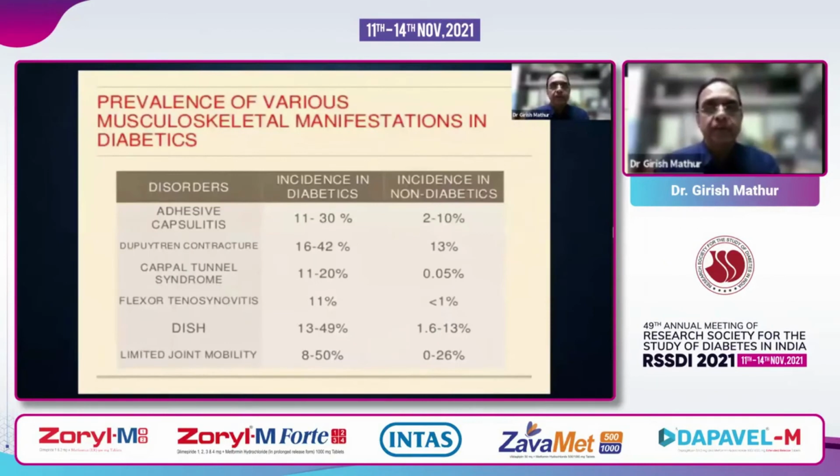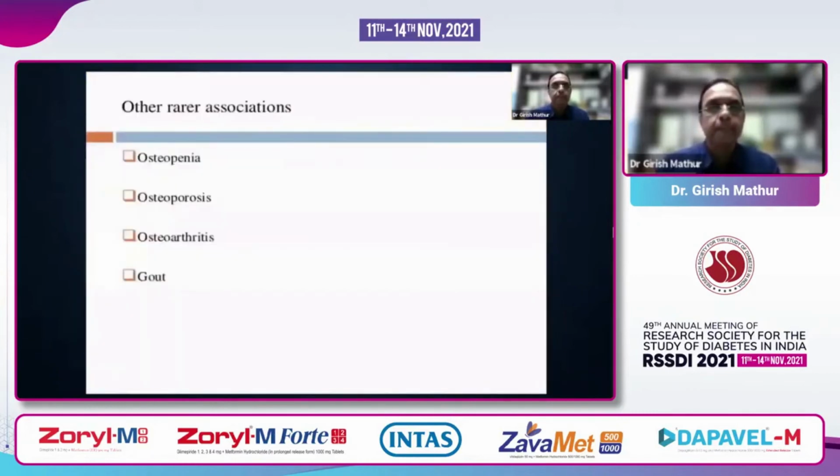If you see the prevalence of various rheumatological disorders, adhesive capsulitis or frozen shoulder is the most common, around 11 to 30%, followed by Dupuytren's contracture, carpal tunnel syndrome, flexor tenosynovitis, DISH, and limited joint mobility. There are some other conditions also which are very prevalent with diabetes, like osteopenia, osteoporosis, osteoarthritis, and gout.